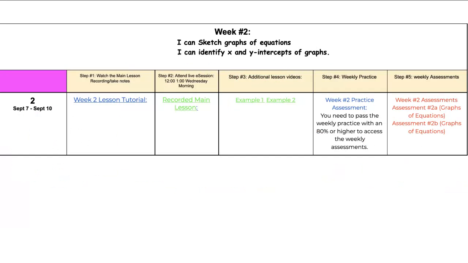So this week, the things that you should be able to do by the end is I can sketch graphs of equations, and I can identify the x and y intercepts of graphs. So we should also add another one, which is the line of symmetry. You should be able to find the line of symmetry for graphs and functions.